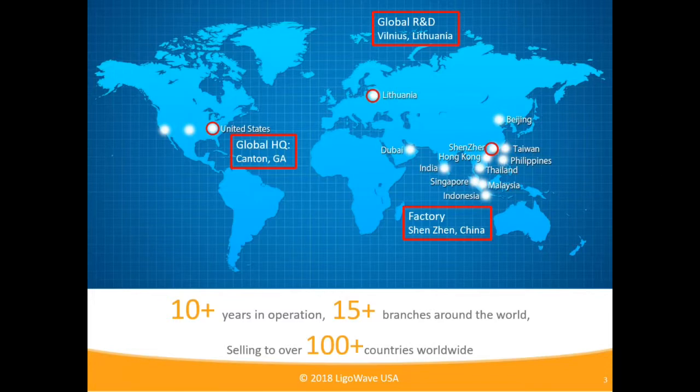So who is LigoWave? We're a global company. We're actually headquartered here in the United States in a suburb of Atlanta called Canton, Georgia. Our engineering and R&D takes place in Europe, and our factory is in Shenzhen, China. We've been in operation for over 10 years. We have over 15 branches located at various spots around the world, and we currently sell in over 100 countries worldwide.